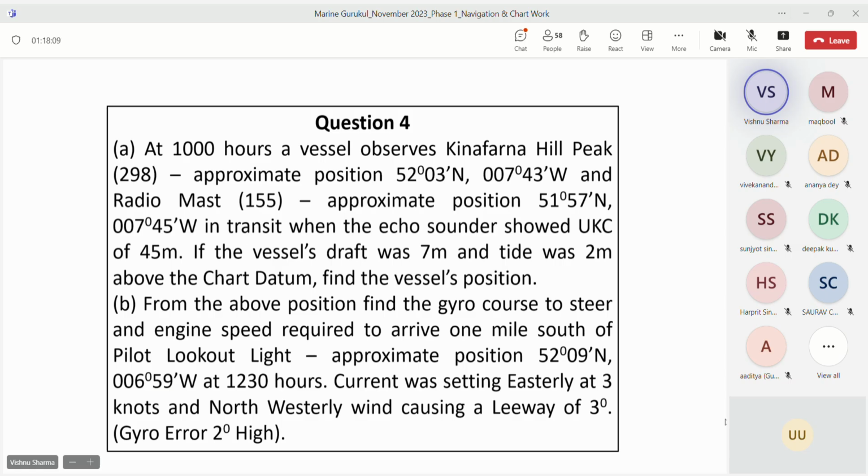Okay, fine. Now, at 1000 hours, vessel observes Kinafarna Hill Peak 298, approximate position given, and radio mast 155, height of the mast is 155, approximate position given, in transit when the echo sounder showed UKC of 45. If the vessel's draft was then 7 meters and the tide was 2 meters above the chart datum, find the vessel's position. Now, first, just let me know what methods to deploy in finding the position.